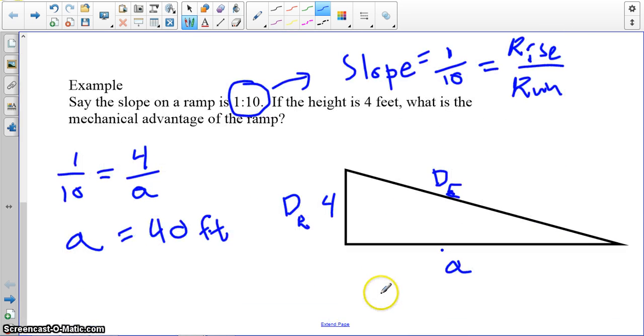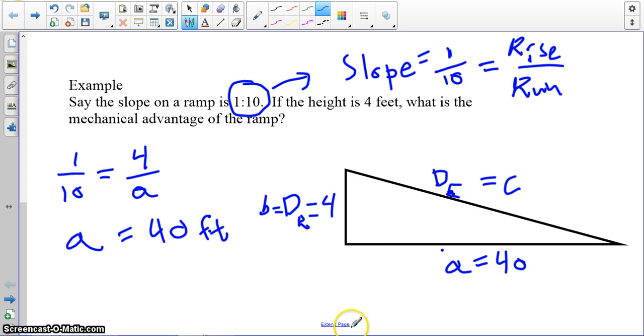And I said it backwards, oh my goodness. DE over DR. It's easy to get them switched because it is switched for forces. DE over DR. So, oh shoot, we don't know what DE is. Okay? Well, once we figured out A, and let me write it in here, we can use the Pythagorean theorem to figure out what DE is. So this is A, this is the B, and this is the C.